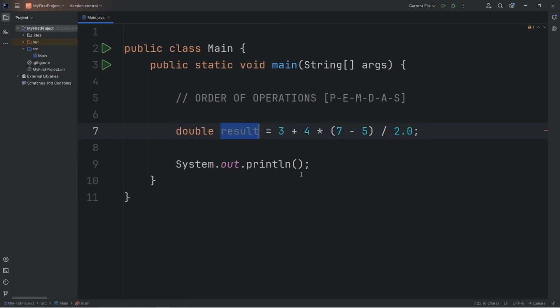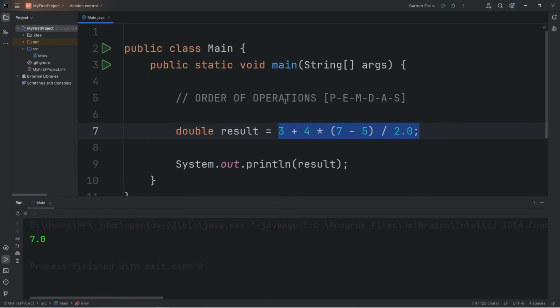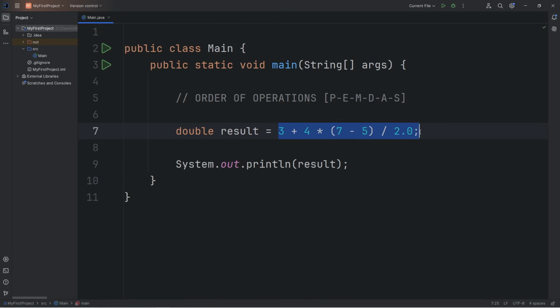Let's display the result. So I don't know what the result is, but it is 7.0. In what order do we solve this equation exactly? Well, we can use that acronym of PEMDAS. From the left to the right, we solve anything within parentheses first. So going from the left to the right, we skip over any addition, multiplication. We're looking for parentheses, which we have right here. If you enclose part of an equation within parentheses, you would solve that first. 7 minus 5 is 2.